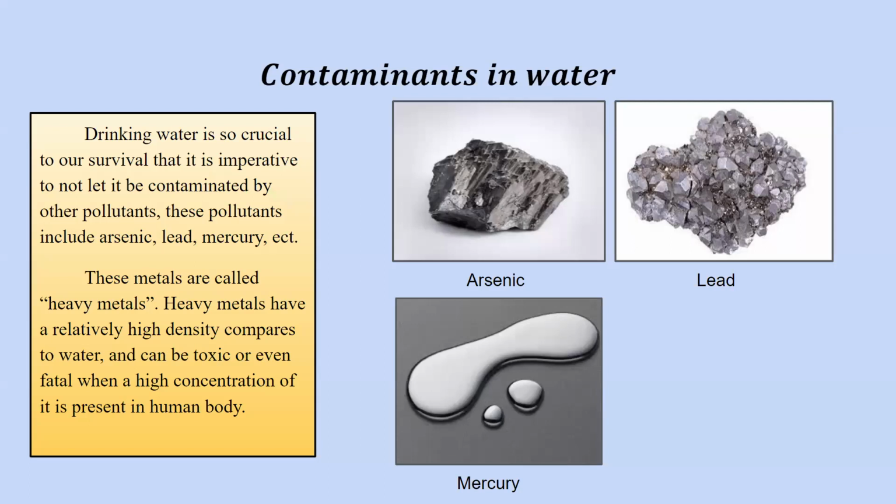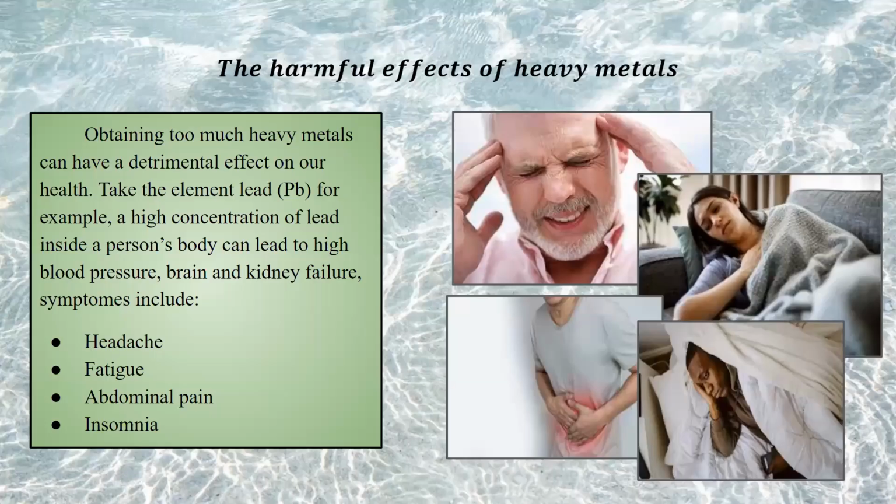That being said, it is imperative to not let our water source be contaminated by pollutants such as arsenic, lead, mercury, etc. These metals are called heavy metals. Heavy metals have a relatively high density compared to water, and therefore they can be toxic or even fatal when a high concentration of it is inside the human body. Take lead, for example. A high concentration of lead inside a human body can make him or her experience headache, fatigue, abdominal pain, and insomnia.